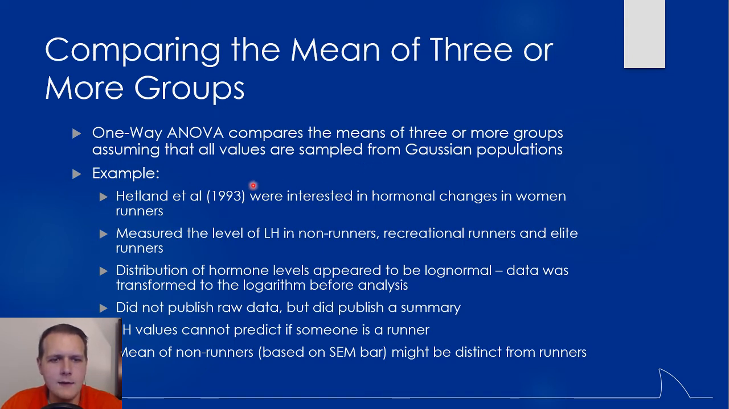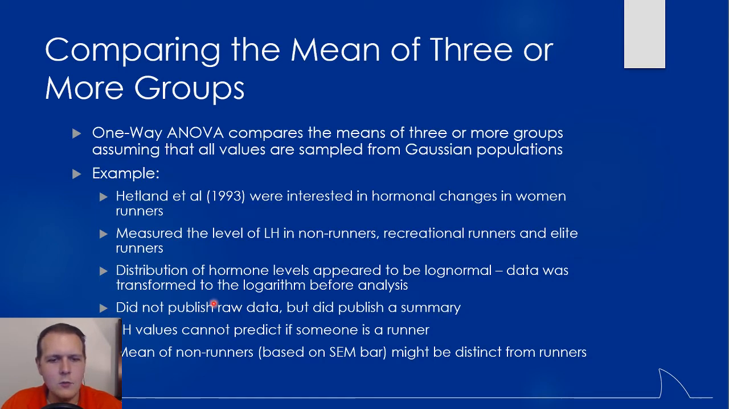And we're looking at a study from 1993, and they were interested in hormonal changes in female runners. Basically they're looking at levels of luteinizing hormone, or LH, in non-runners and recreational runners, and then elite runners. And so what they're trying to figure out is, is there a difference in luteinizing hormone between these three groups here? And if so, follow-up questions are going to be, well, where is the difference at? They looked at the distribution of hormone levels. It appeared to be log normal, so they changed that to a logarithm to make the analysis a little bit easier. And while most studies don't publish the raw data, they did give you a summary. So that's what we're going to be looking at here.